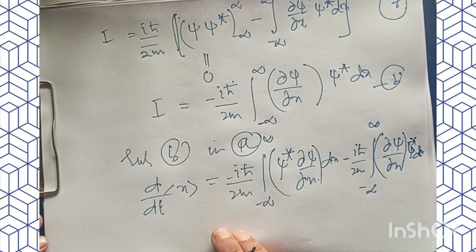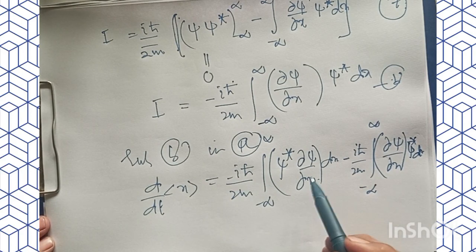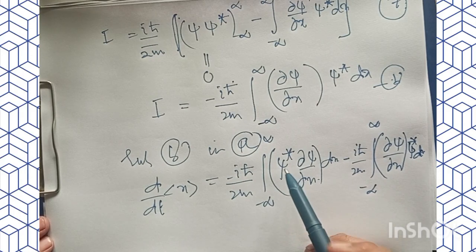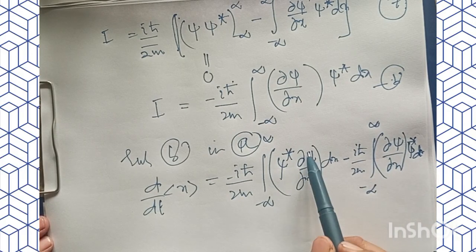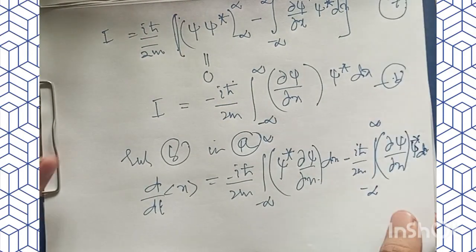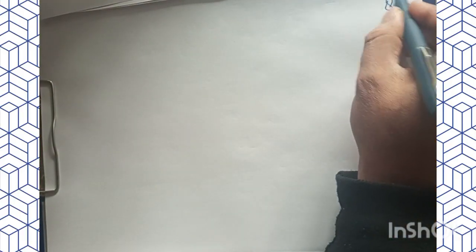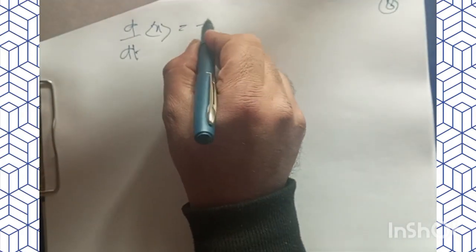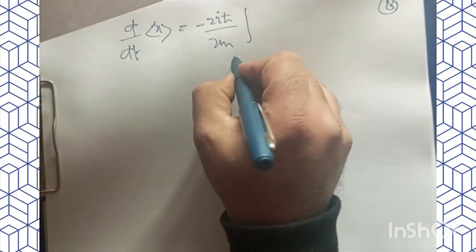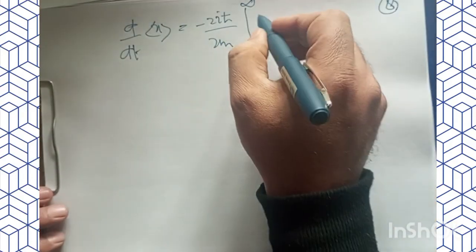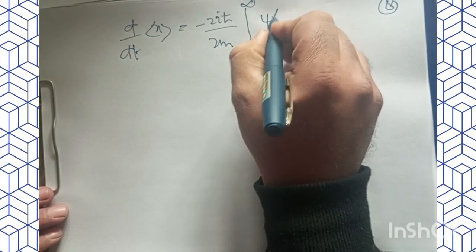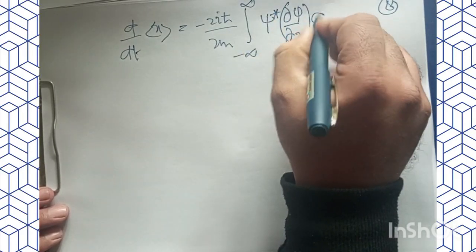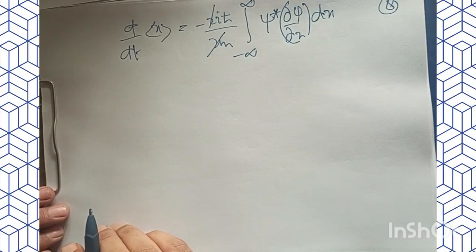Now if I see this equation closely, what I have is psi star dou psi by dou x, psi star dou psi by dou x. So you can add them, and when you add the two, this 2 and that 2 are going to cancel, and we will be left with a single term. So what we will have here is d by dt of x will be equal to minus twice i h cross by 2m integral from minus infinity to infinity, then psi star dou psi by dou x and dx. So this 2 and 2 is going to die.